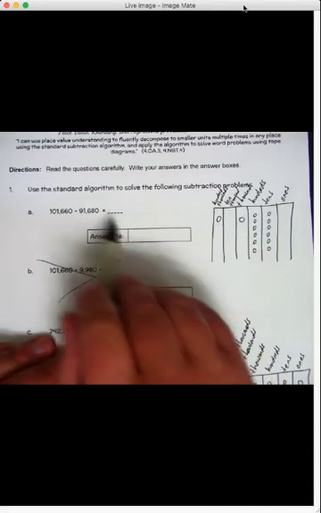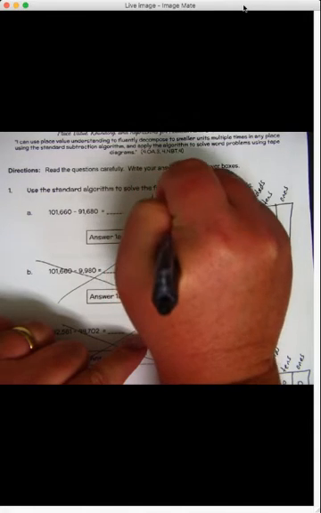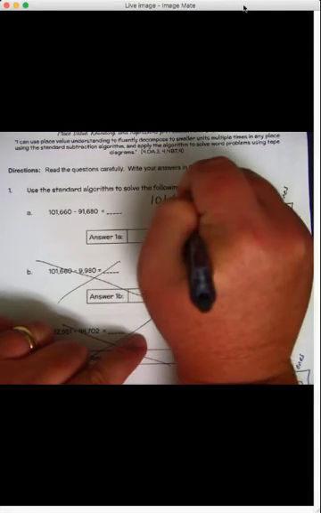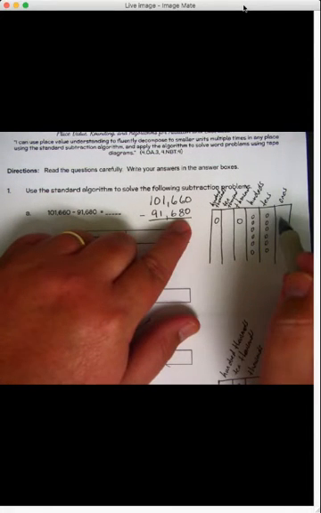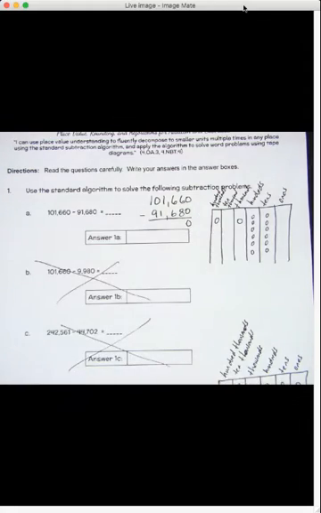So let's start over in the ones place like we always do. We're going to write our problem vertically so it's a little easier to see. 101,660 minus 91,680. All right, the ones place, we've got to take 0 away from the 0. We can do that. If we don't have any and we take none away, we still have 0.